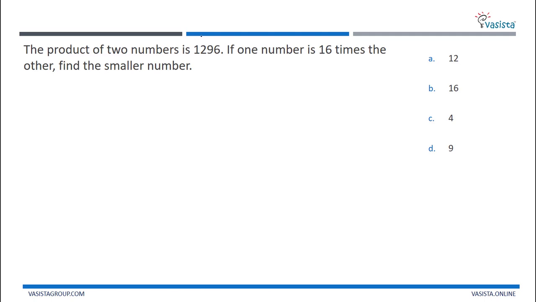Read the problem carefully. First of all, they have given the product of two numbers, right? The product of two numbers is equal to 1296, and one number is 16 times the other. Find the smaller number. So let the smaller number be x.